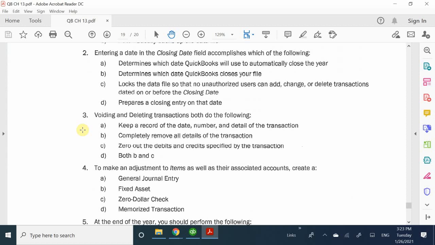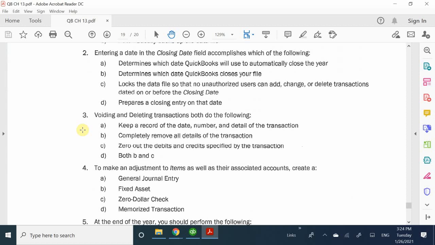Yes. So that's what this question is asking. What do both of them do? So the underlying word we're looking at is: what can they both do? We already verified that A is meant only for voiding. Deleting doesn't do that. Deleting gets rid of the whole entire transaction. So then for B, completely remove all of the information. Does voiding completely remove all details? No, it doesn't. So C is the correct answer.